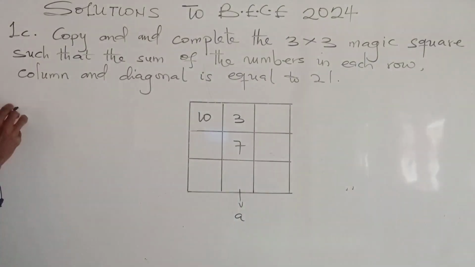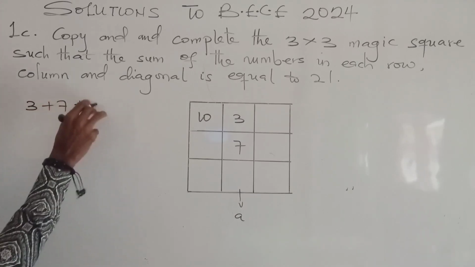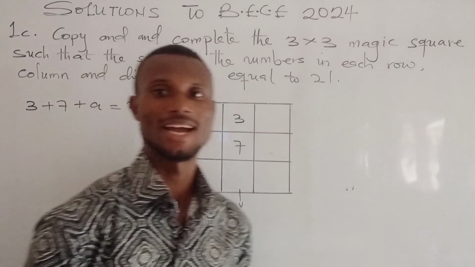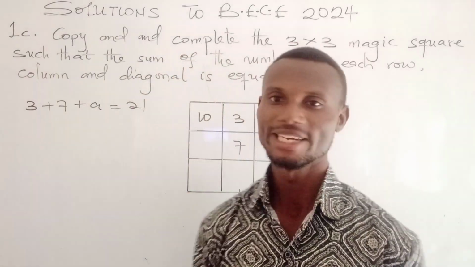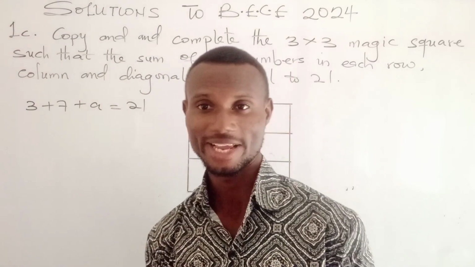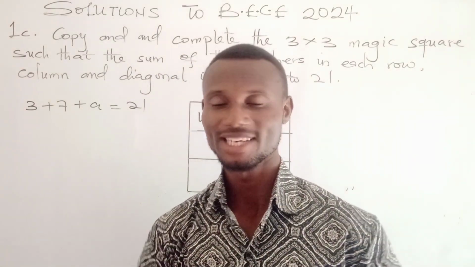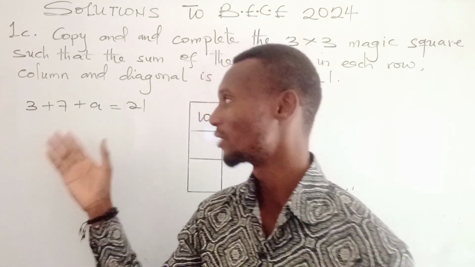So I'm going to have 3. Let me clean it and write it well so that you can see it. So I'm going to have 3 plus 7 plus A should give me 21. I hope you understand and you agree with me up to this point. And this becomes a simple linear equation to solve for the value of A. I've taught you how to solve linear equations. We've done linear equations as a full topic, so we are applying that knowledge here. Let's go ahead and do that.